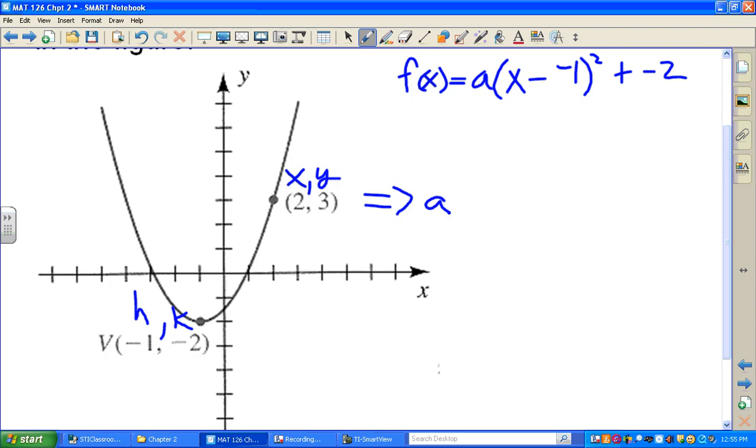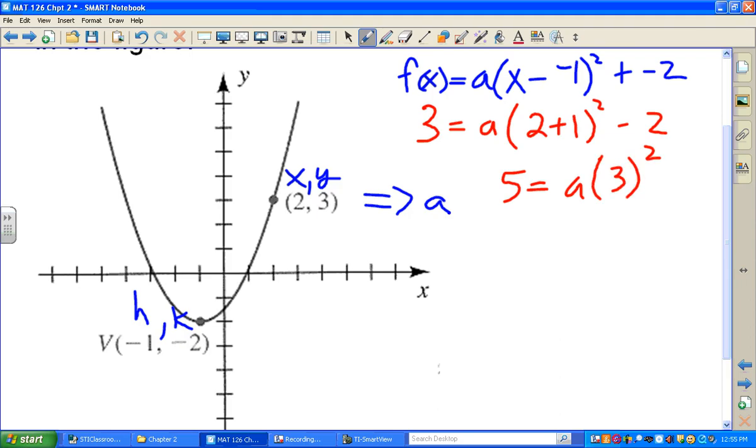Given a point, I'm now going to find A. So my y coordinate is going to be 3. That equals A times (2 plus 1) squared minus 2. All I'm going to do is solve for A. Just like the line, I used x, y, and m to find b. I'm using h, k, x, and y to find A. See, it's boring. It's very systematic, very effective. I want something different. Well, I'll come up with it later. You like? Yeah. There's a better way, but I can't show you yet.